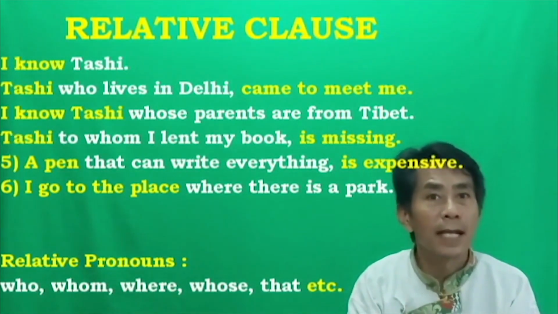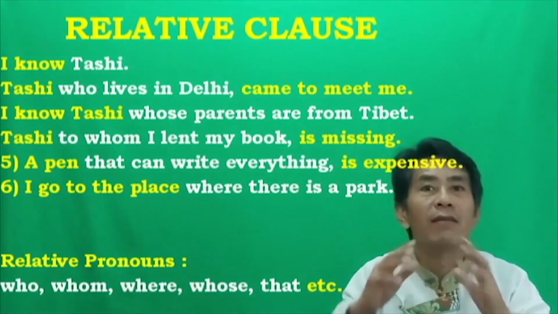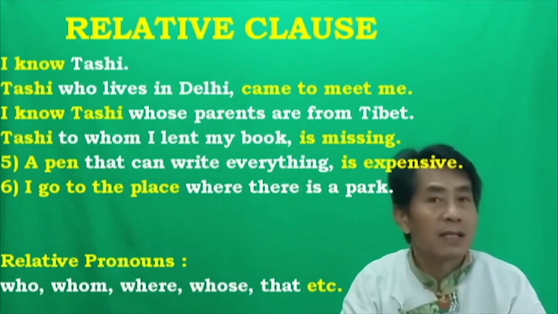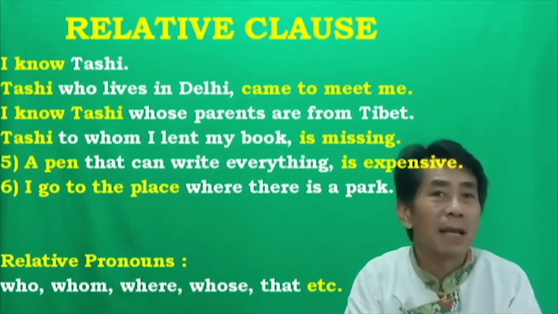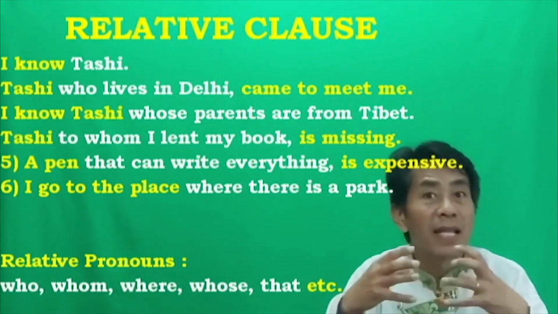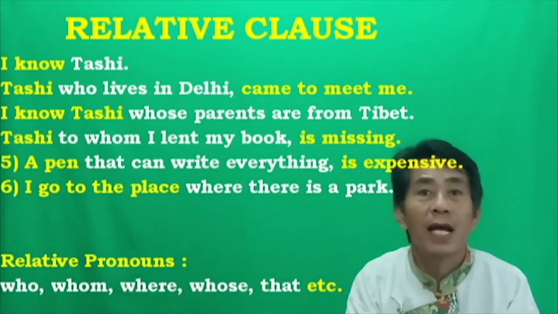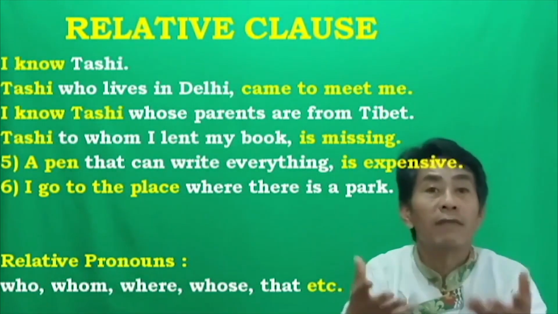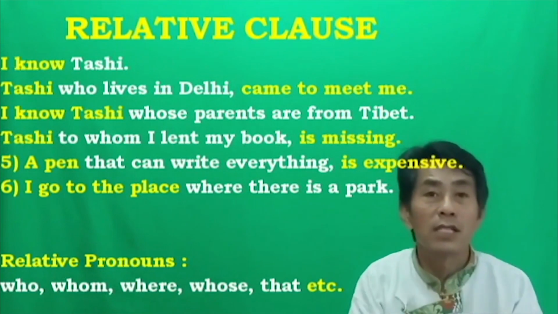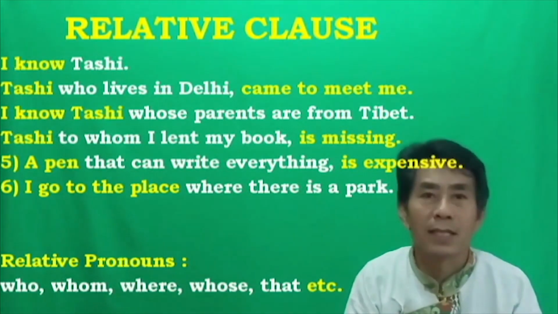Okay, yes. Next one. A pen that can write everything is expensive. A pen. Okay? I'm just describing the term pen. Which pen? The pen that can write everything. Again, this is a clause, a relative clause. Why? Because this is using the relative pronoun that.